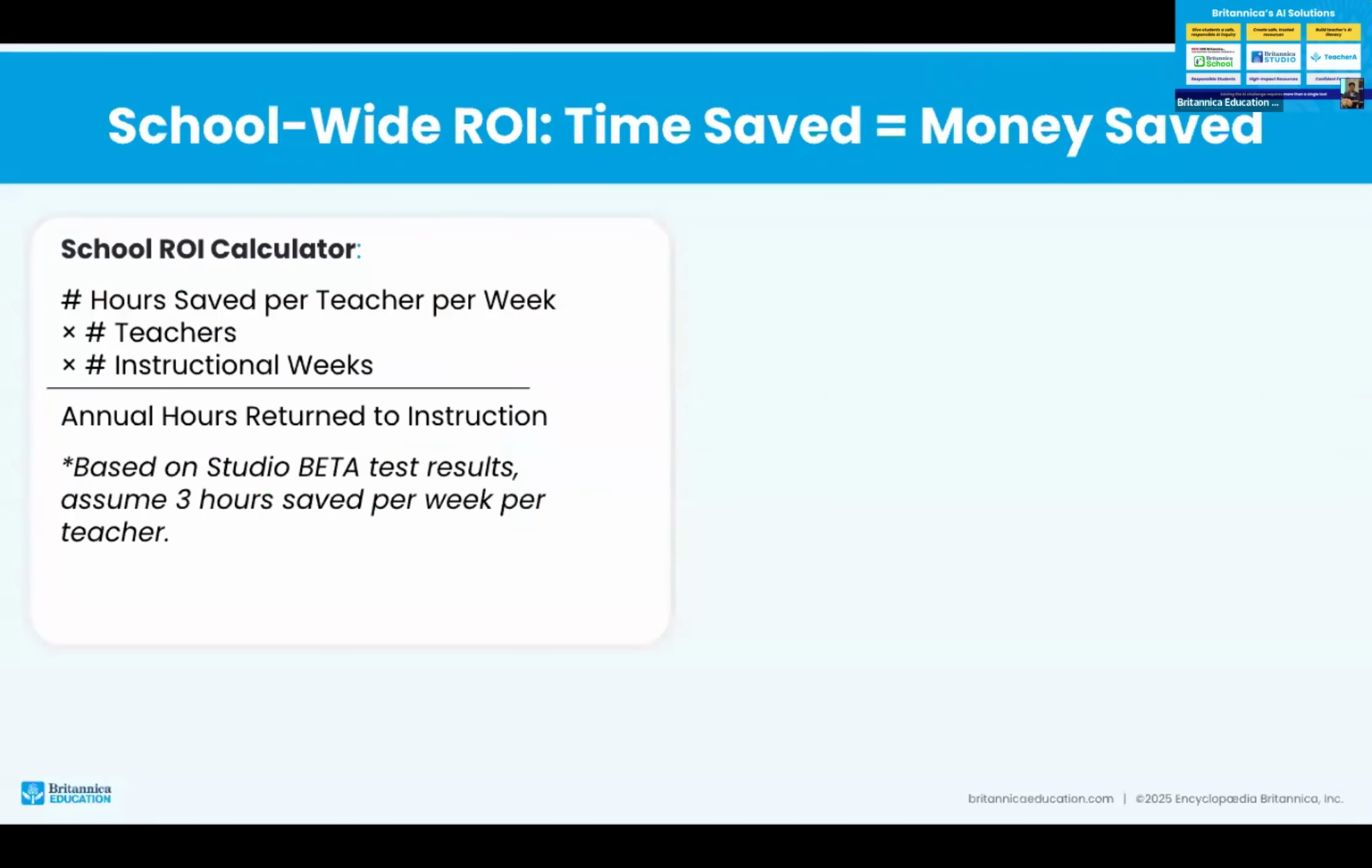Now, the fun part. I think for a lot of school administrators, these are the three favorite letters in the English alphabet: ROI. So there's this formula, and I like what I said earlier. Based on the beta result, we assume 3 hours saved per week per teacher. So number of hours saved per teacher per week times number of teachers times instructional weeks gives the annual hours returned to instruction for the school.